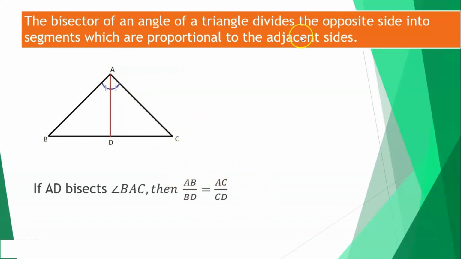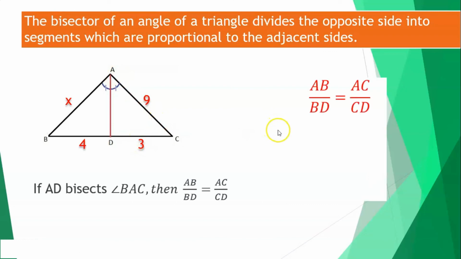This proportion is based on this property. Now, if AB is x, BD is 4, AC is 9, and CD is 3, making our proportions and substituting, then cross multiplying, that would be 36 over 3, so x would be 12. So take note of that.